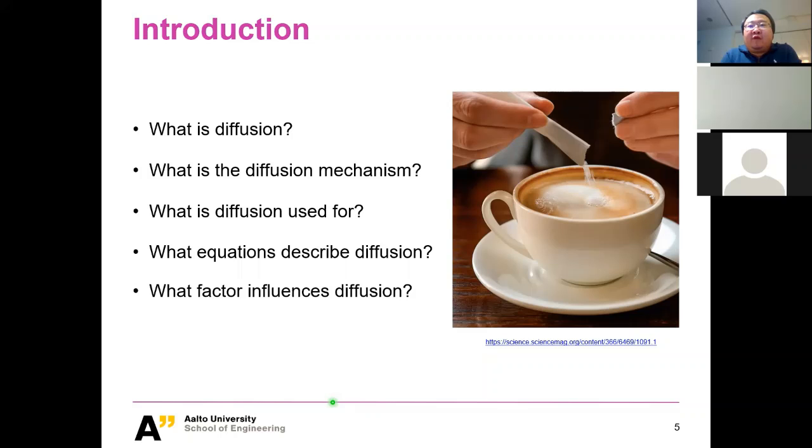Then we're going to move to the quantitative side. So how do we describe diffusion, with what equations? And of course, in the end, what external factors will influence the diffusion? So these will be the 5 leading questions for our diffusion session. You could think about it. And this is also the structure or methodology we always take for our lecture, if you recall what we have done before.